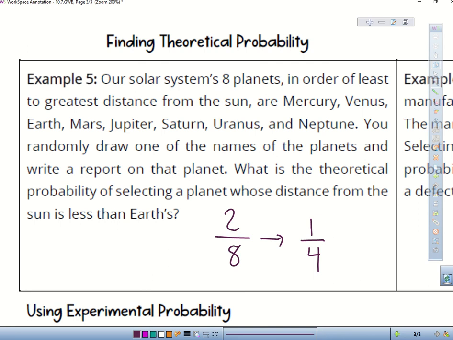You could, like, I don't know, make them out of paper and pick them. Exactly. You could even have like 8 separate marbles and put them in a bag and pull them out. Like, there's many ways you could test this experiment.